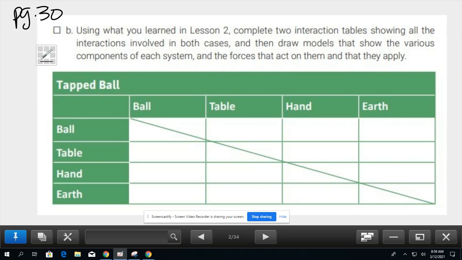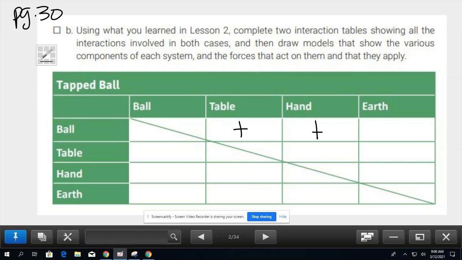Okay. So the first chart you have is the tap ball. So is the ball interacting with the table? Yes, the ball is touching the table, so we put a plus. Is the ball interacting with his hand? Yes, it is, so we put a plus. Is the ball interacting with earth?